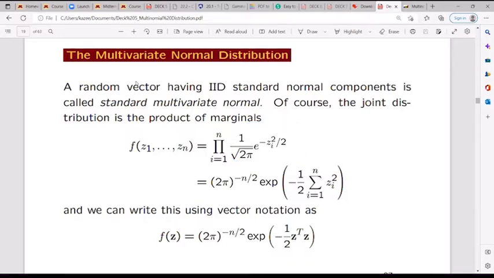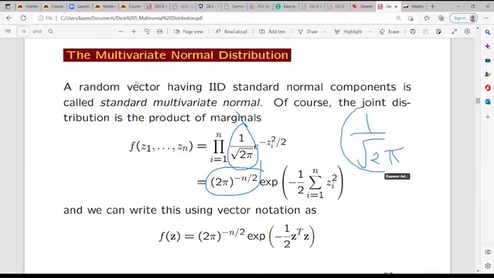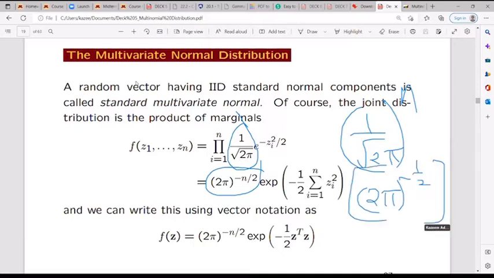Now, if I'm talking about the product, if I'm going to write this in n terms, this is a way to write that in n terms. You have 1 over square root of 2 pi raised to power n. That's what it means. And this is basically 2 pi raised to power minus half, raised to power n. What is it going to give? That will be 2 pi raised to power minus n over 2. That was how you have that.